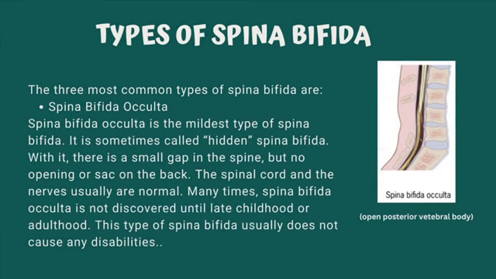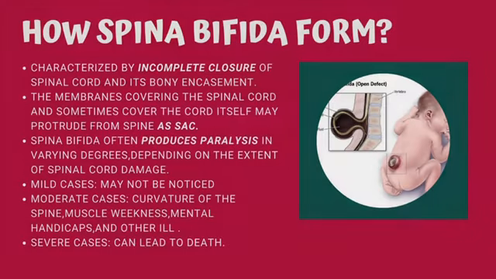Next is Spina Bifida occulta. This is the mildest type of Spina Bifida and sometimes it's called hidden Spina Bifida. As you can see in the picture, there is a small gap in the spine but no opening or sac on the back. The spinal cord and the nerves usually are normal. Spina Bifida occulta is not discovered until late childhood or adulthood. This type of Spina Bifida usually does not cause any disabilities.